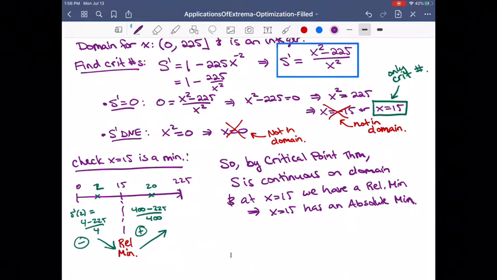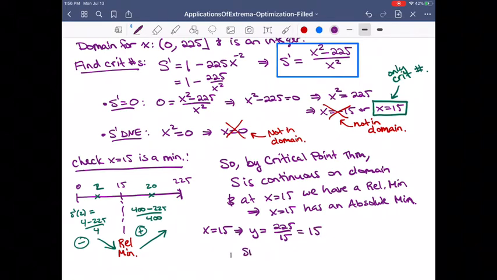We can find the other number. If x equals 15, that means that y is 225 over 15, which happens to also be 15. So then our smallest sum is s equals 15 plus 15, so 30. 15 times 15 is 225, and the sum is 30.